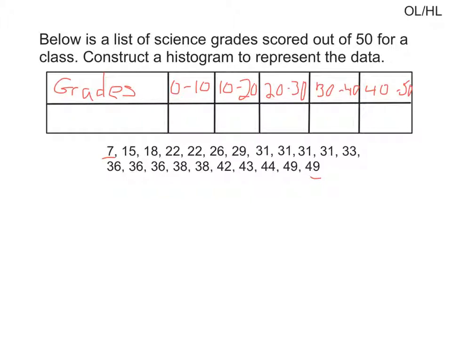Now, to complete our frequency table, we'll see how many numbers from our data set fall in each interval. So for 0 to 10, one number falls in the interval. From 10 to 20, two numbers fall in the interval. For 20 to 30, four numbers fall in the interval, and so on. And we will label our frequency table with the number of students, as this is what the frequency represents in this case.